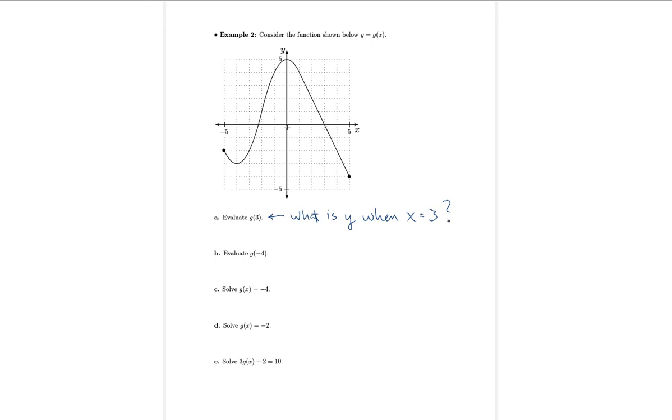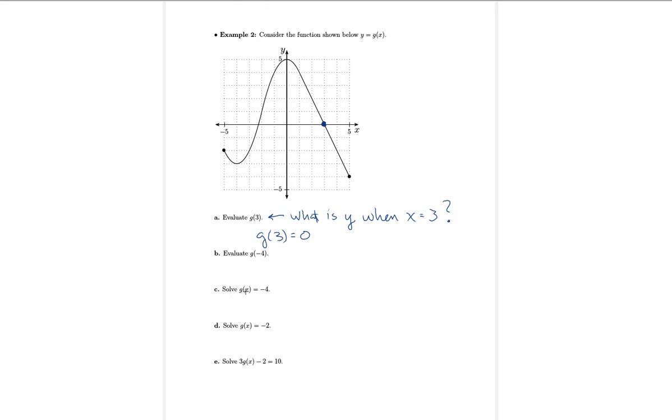So when x is equal to 3, I go over 1, 2, 3 in the x. What is my y on the graph? Well, my y is 0, right? And so that means that g of 3 must be 0. All right. Now I'm going to skip over part B for a second. Let's go down to C.